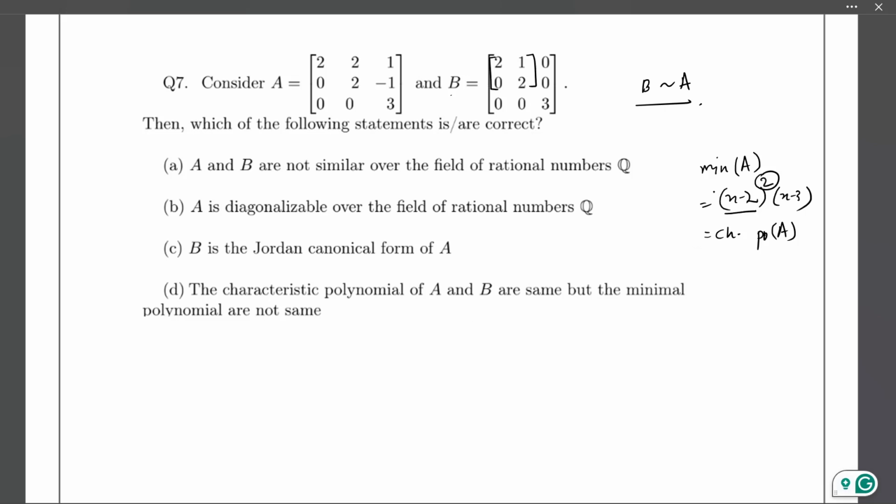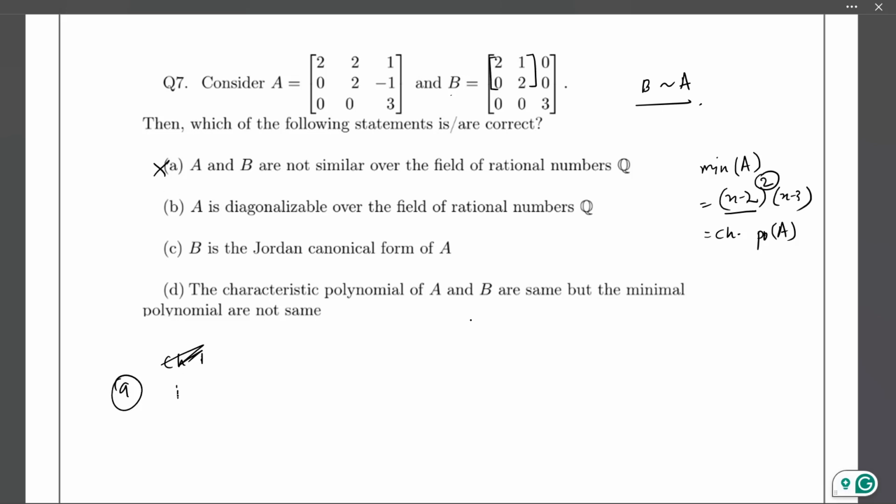Sir, please write the reason, sir. Reason for what? Minimal polynomial. No, for this. Reason for this truthness. True means right, false means right, so that we can understand. Okay, fine.